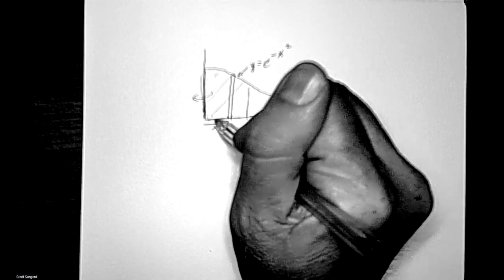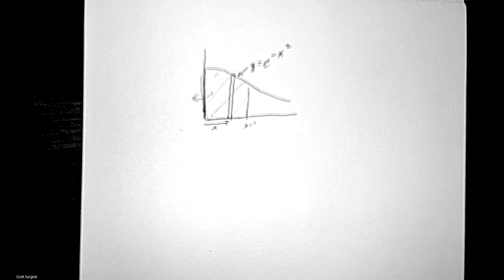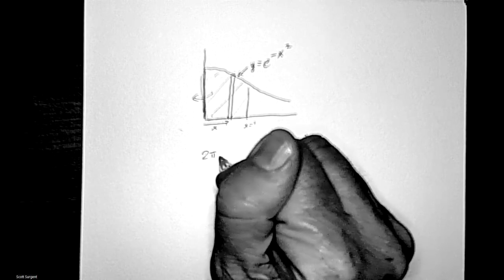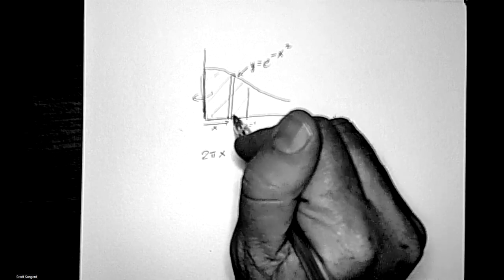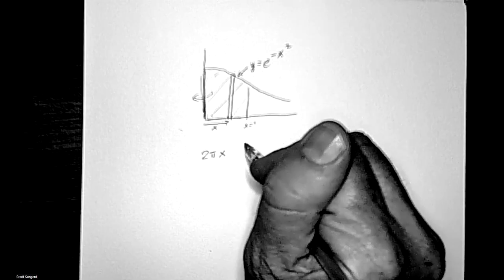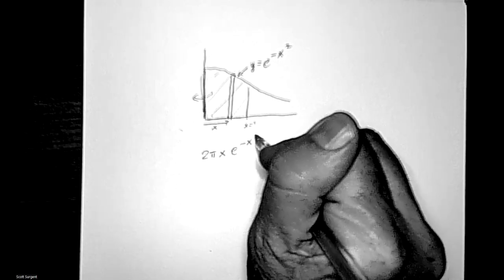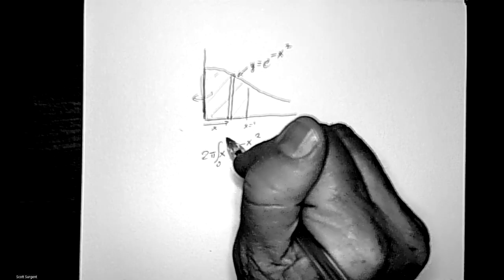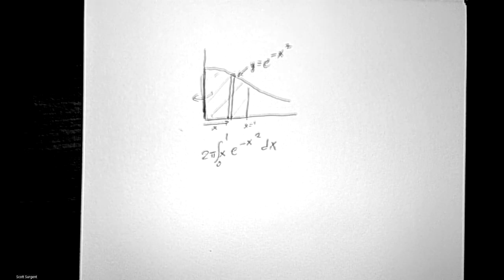When this thing gets spun around and creates a shell, and you snip it and lay it flat, you get the circumference. So the circumference is just 2 pi x. And then the width of that long strip that we talked about is e to the negative x squared dx. And then you're just going to integrate that from 0 to 1. I went ahead and put the 2 pi on the outside.